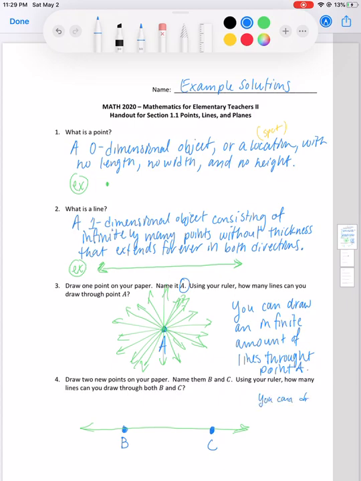So you can draw one line through 2 points because 2 points determine a unique line. Okay.